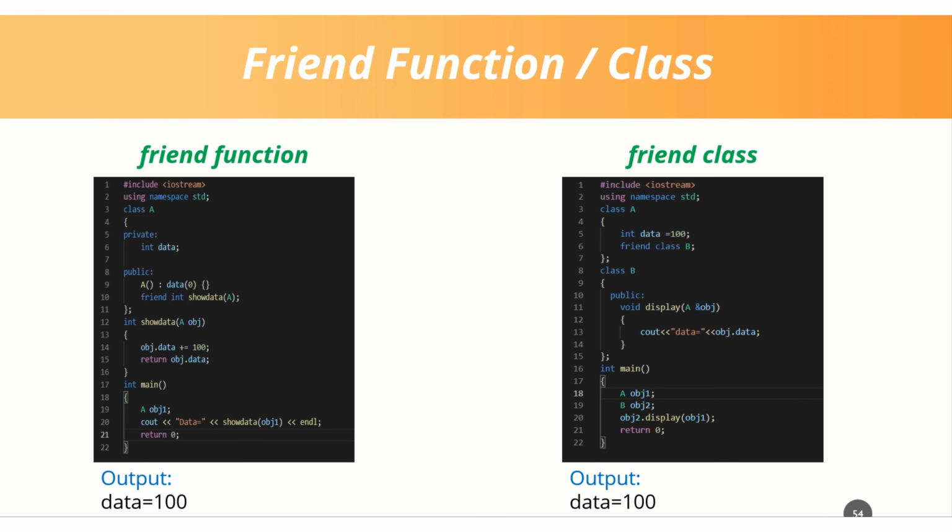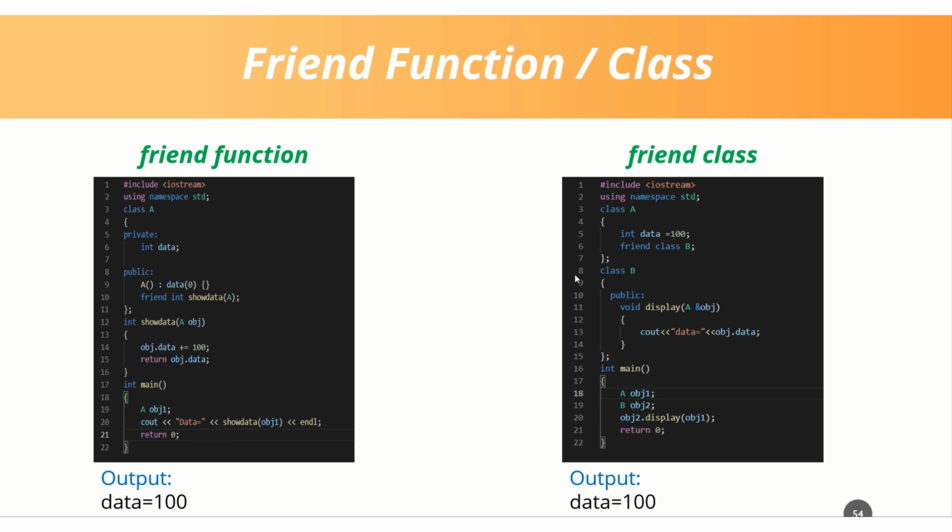To better understand the concept, let's see an example. In the friend function example, I have created a class A. In the private access specifier, there is data with integer data type, then int show data, where int is the return type, and this function is a friend to class A. Int show data is the call to the function, then the main function, and this is the object of class A. This function is declared as a friend to class A, and therefore it can access the private data of that class. The output of this program is data equals 100.